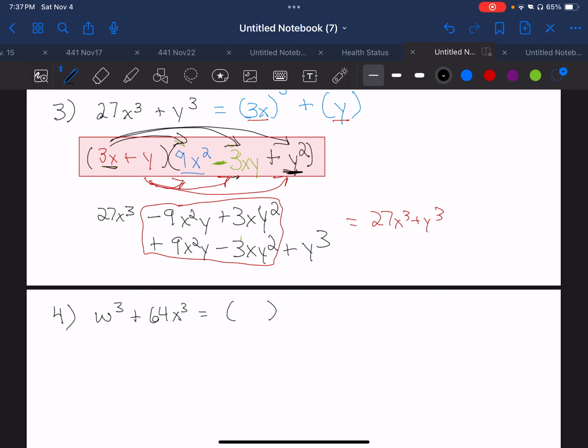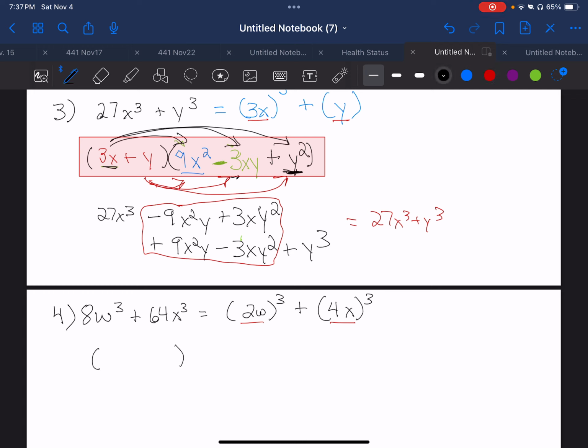First thing is, let's go ahead and make this an 8. Okay, so first thing is take the cubed root. So I have 2w cubed, and cubed root of 64 is 4. So I have 2w cubed plus 4x cubed. Use your calculator to make sure you know this. So these are my building blocks. How do I build this up?